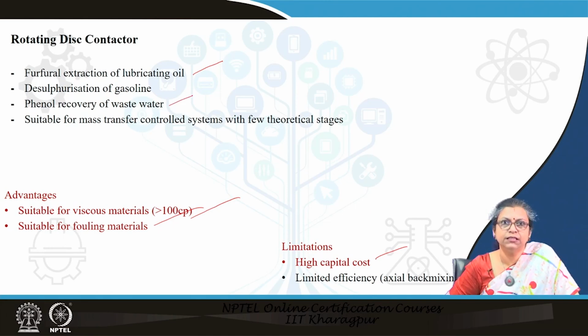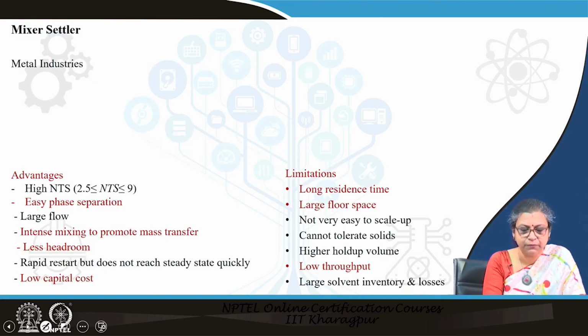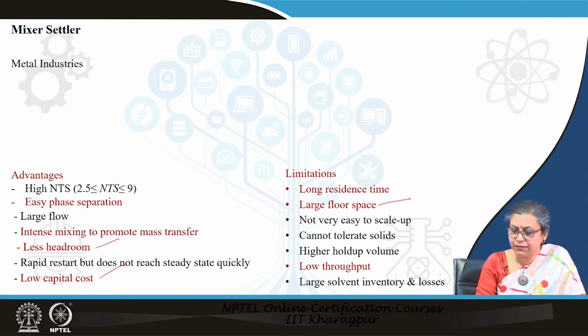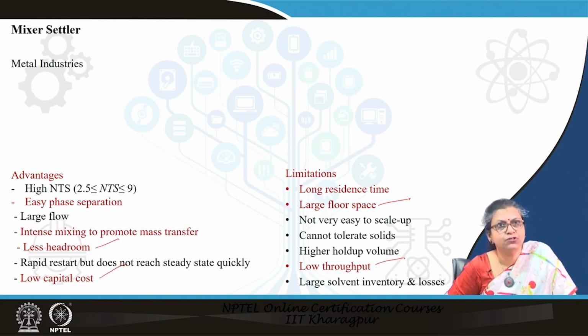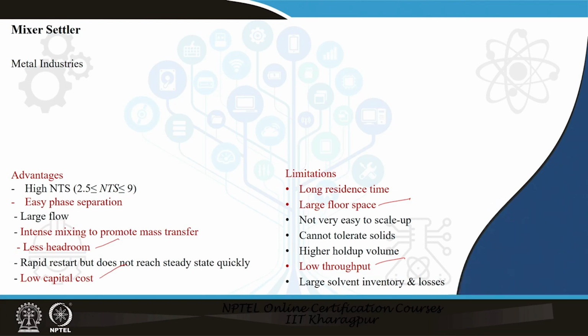With these few words, mixer settler I had forgotten to mention. For mixer settler, the limitation is large floor space; the advantages are less headroom and low capital cost; and the limitation is low throughput. So, based on all these things, first we are going to select the contactor type. We have already selected the solvent. We have generated the equilibrium data. Now, with all this, we will go for a pilot plant study, and then we will be going for designing the actual column.